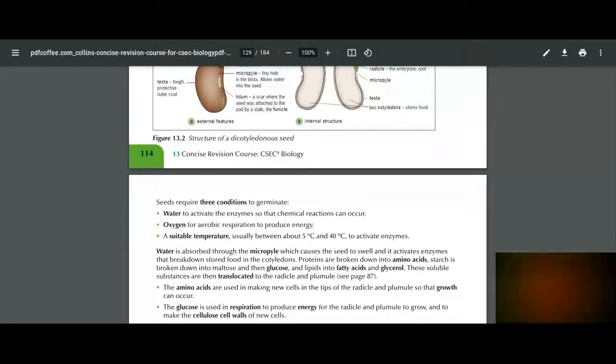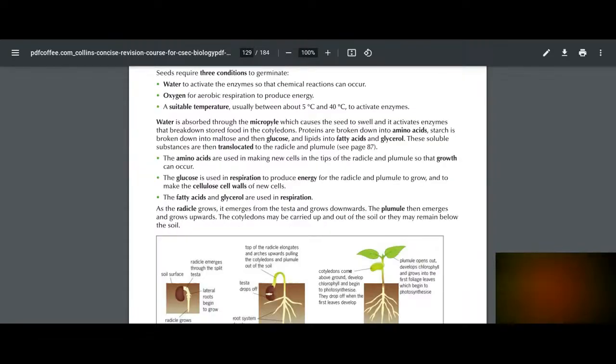So why? Basically because you need the water to activate the enzymes so that chemical reactions can occur. You need oxygen for aerobic respiration to produce energy. And you need a suitable temperature, usually between 5 degrees Celsius and 40 degrees Celsius, to activate the enzymes. It cannot be higher than 40 degrees Celsius because you know what will happen: the enzymes will become denatured, because enzymes can only function in a particular temperature range.